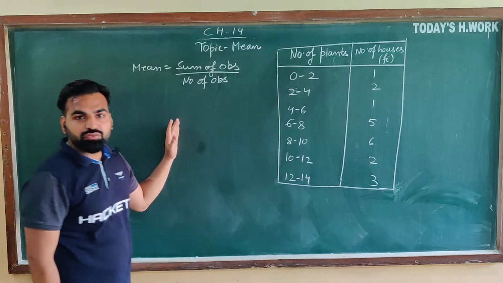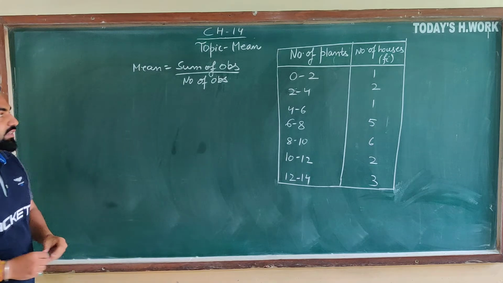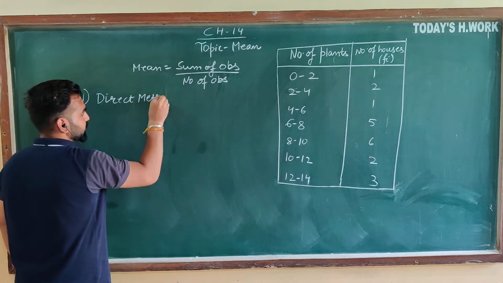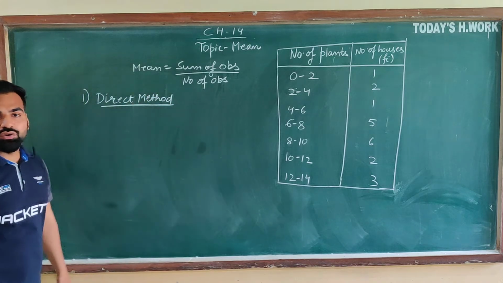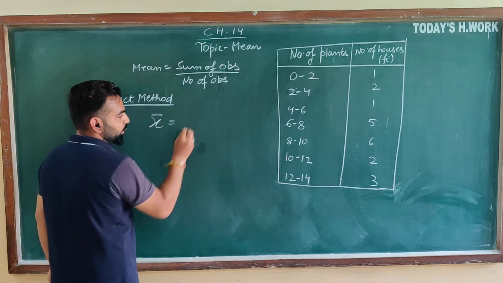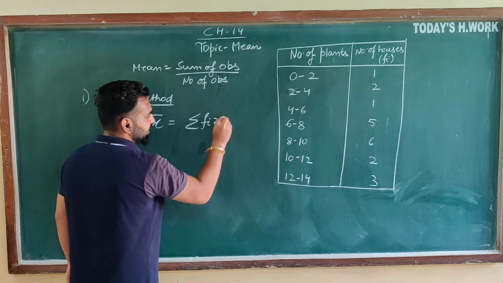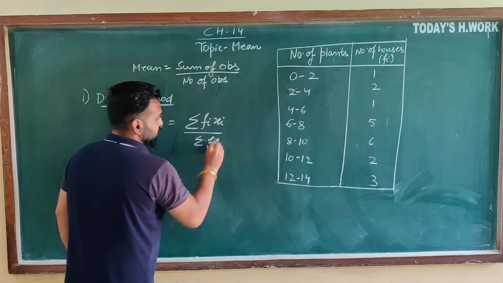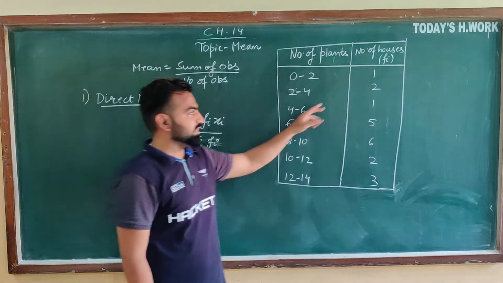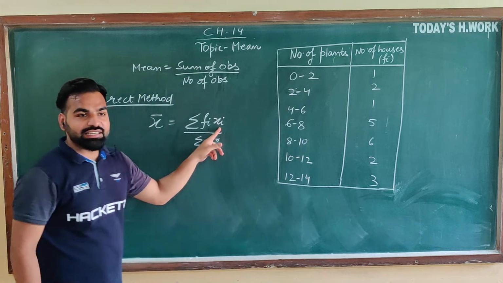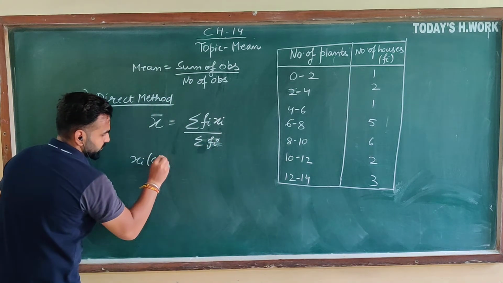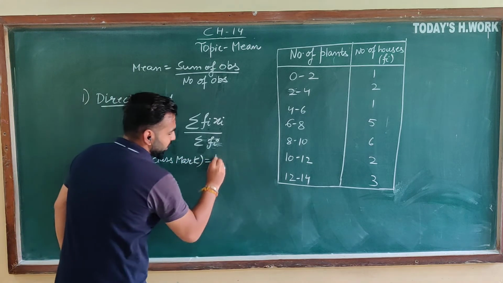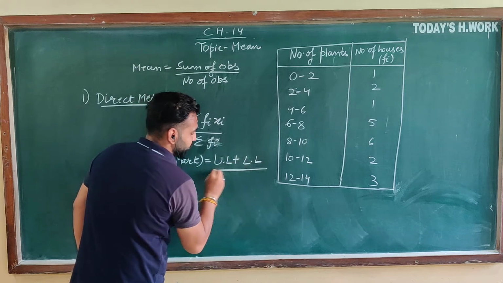So there is a different pattern to find the mean and there are total 3 methods. First method is direct method. And mean is denoted by x bar, which is equal to sigma fi xi upon sigma fi. So here fi means the frequencies which are given in the question. Xi is the class mark, and this class mark is calculated by upper limit plus lower limit upon 2.